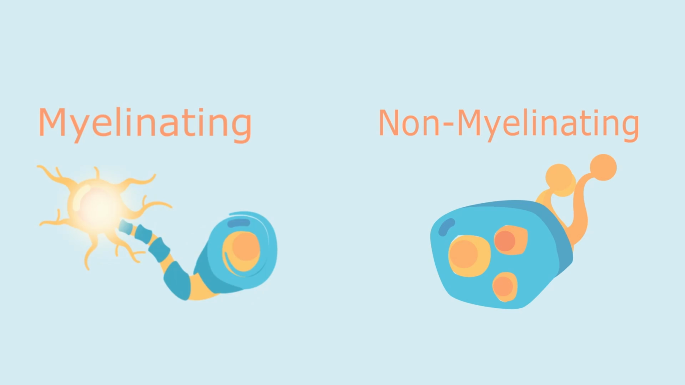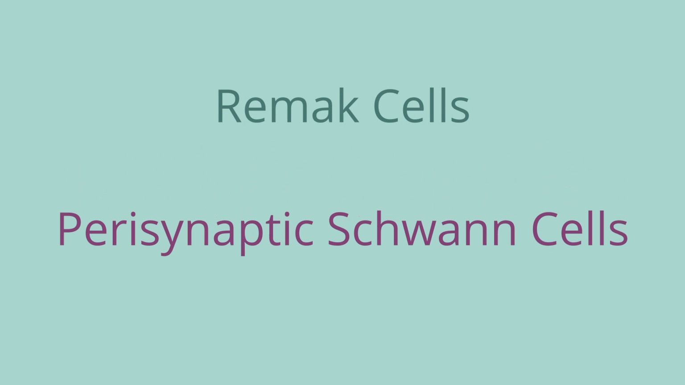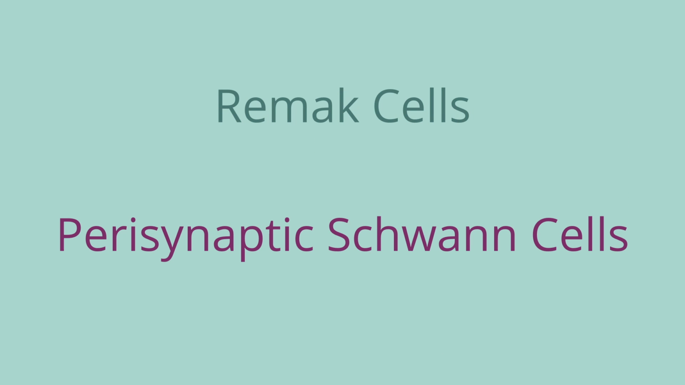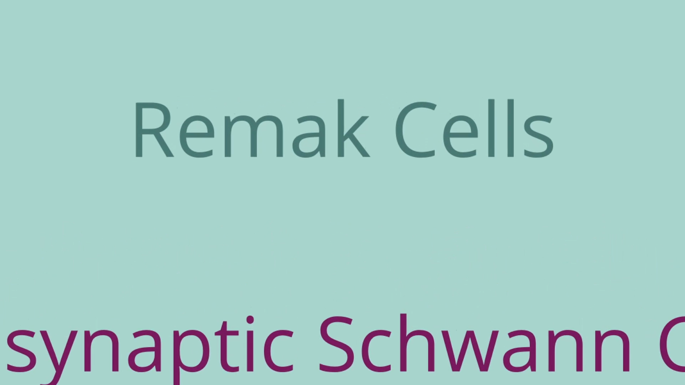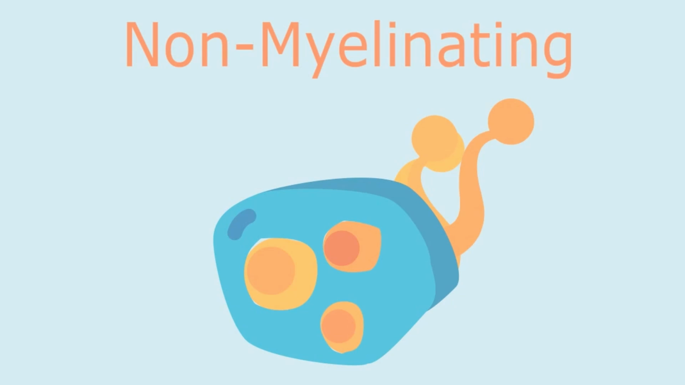But let's take a look at the non-myelinating Schwann cells. They can be further divided into Remak cells and perisynaptic Schwann cells. Let's start with the Remak cells. Remak Schwann cells surround C fibers, for example, which are slow signaling nerves for pain and temperature. But what is the function of having a non-myelinating Schwann cell?